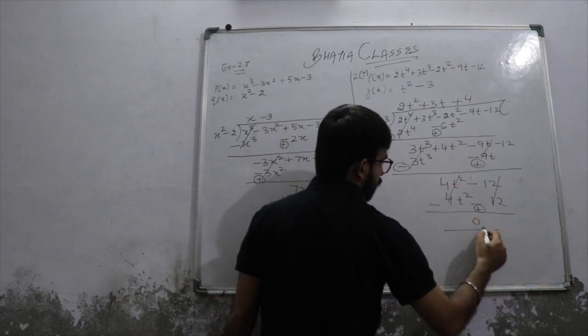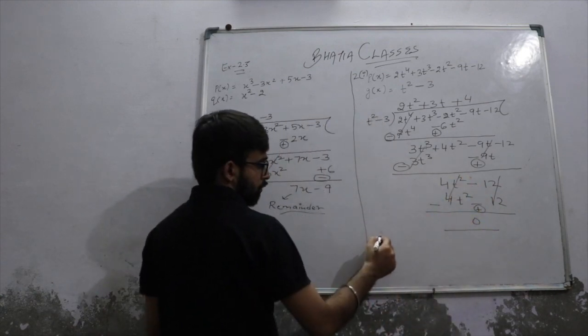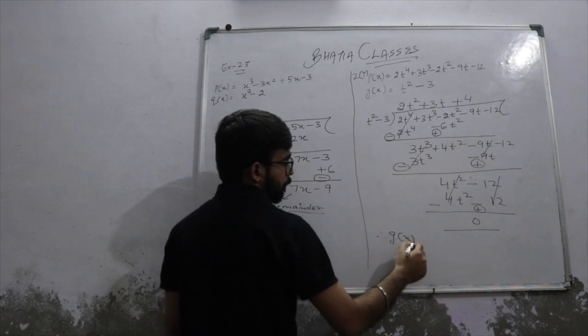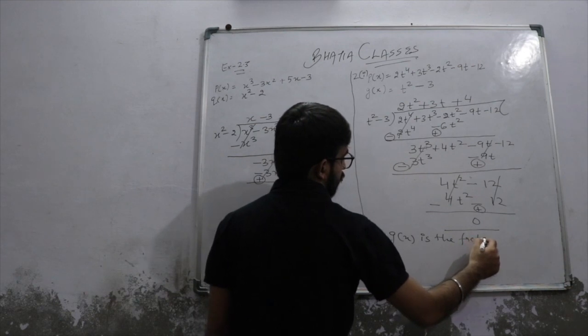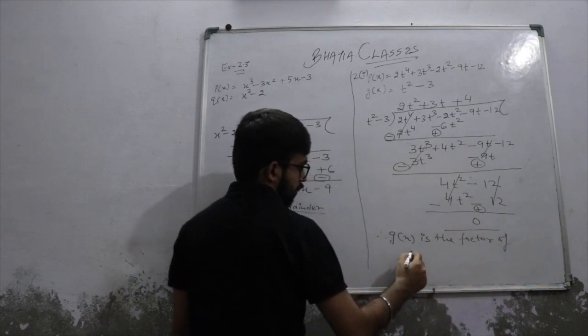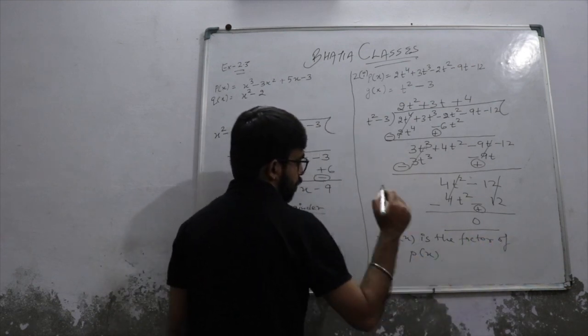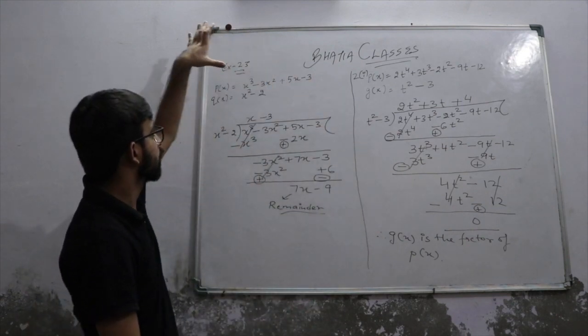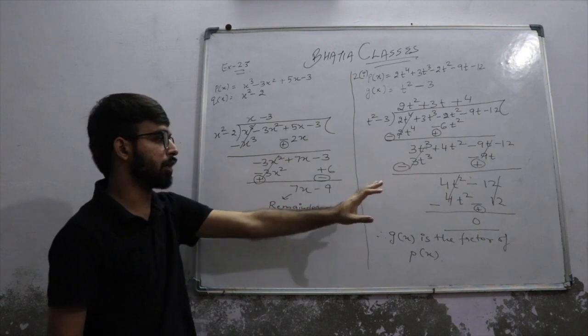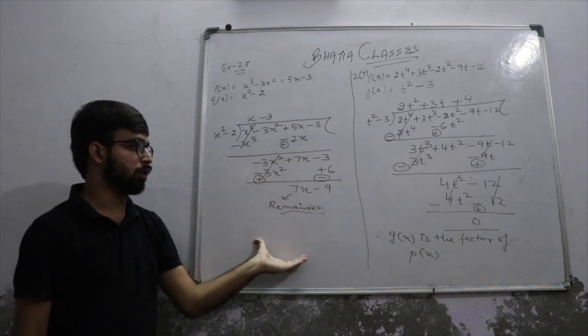All this is removed. Because you got 0, therefore g(x) is a factor of p(x). Both these parts, both these sums, first and second, have 3 parts. The other 2 will be attempted by you. Third sum.